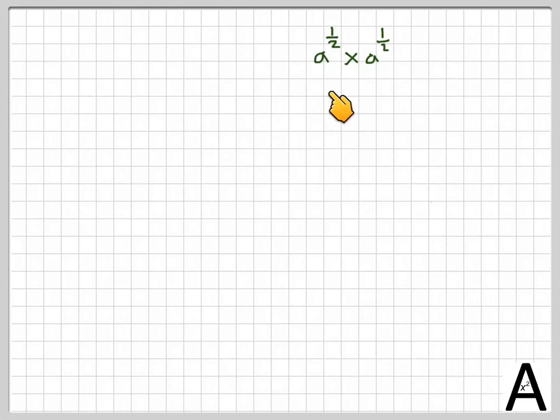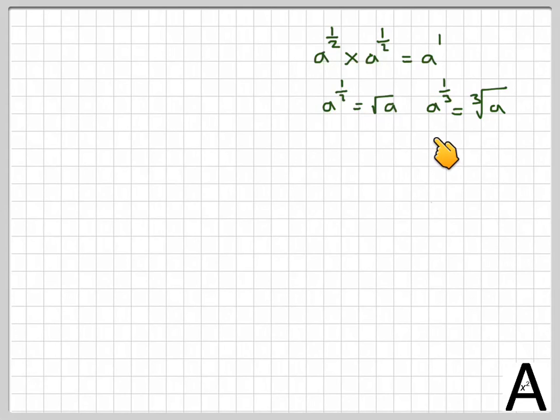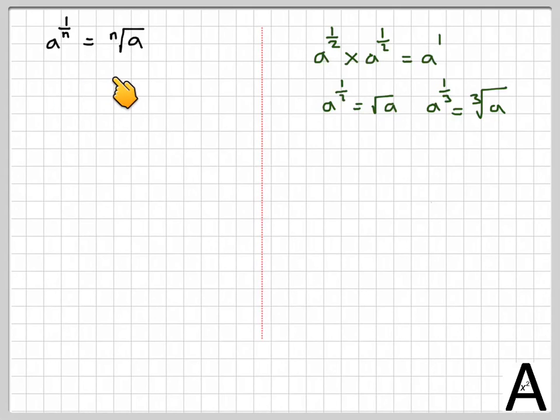Now a to the half times a to the half, according to the first rule, is a to the 1, because you do a half plus a half, which is a to the 1. That implies that a to the half must mean the square root of a. What times itself is equal to that number. Also a to the one third is the cube root of a, and so on. Therefore a to the 1 over n is the nth root of a.